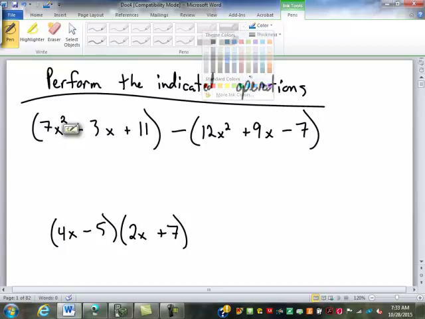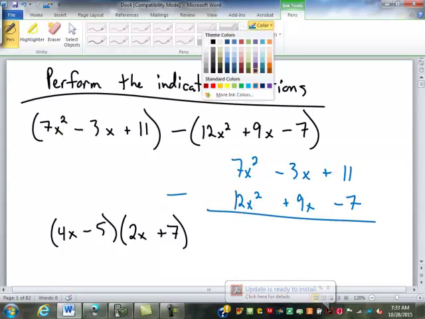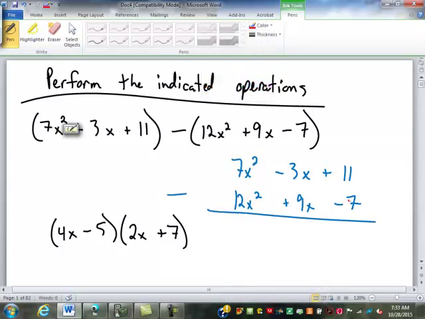Okay, so let's take a look at these. The top one up here is just addition, so we're going to line this up just like we would any other subtraction problem, I should say. So we are subtracting down the columns now. So this is 11 minus a negative 7 is positive 18. Good. Negative 3x minus 9x, negative 12x. Good. 7x squared minus 12x squared, minus 5x squared. There it is.